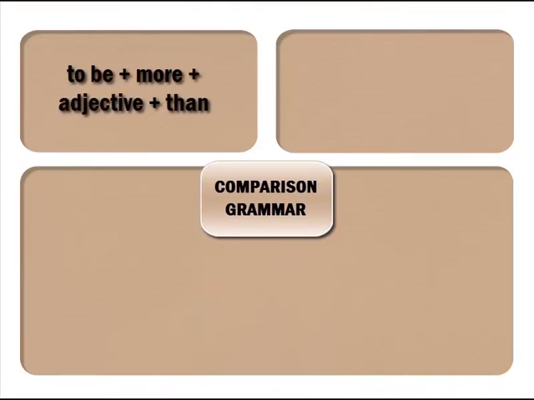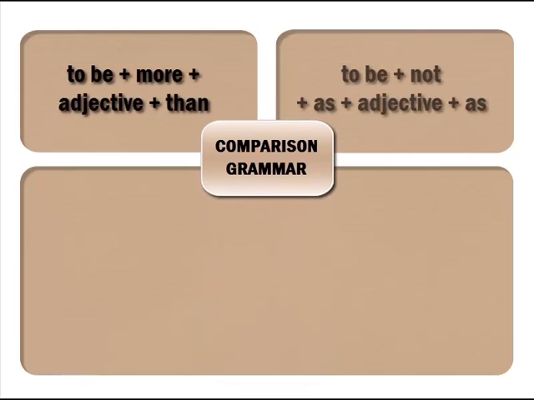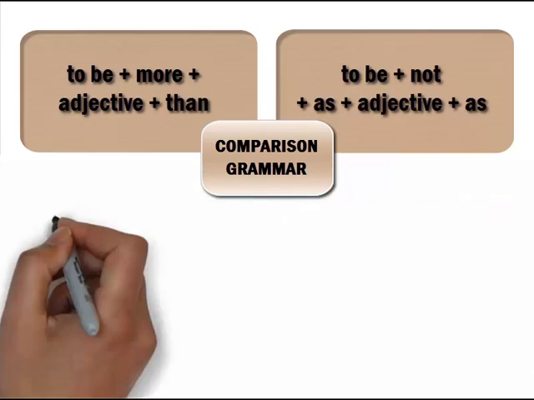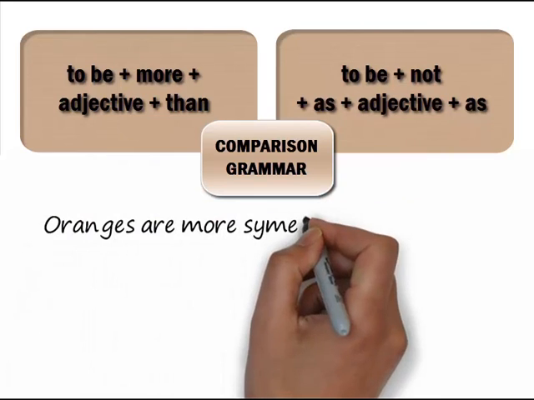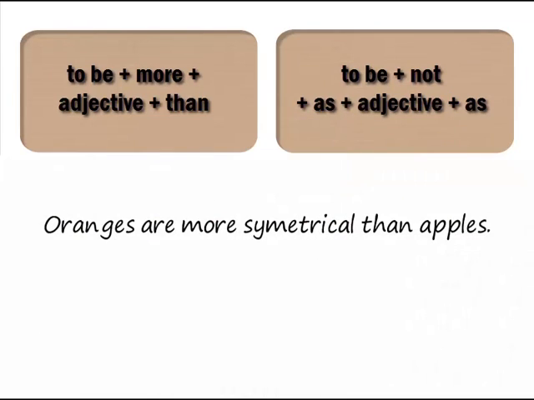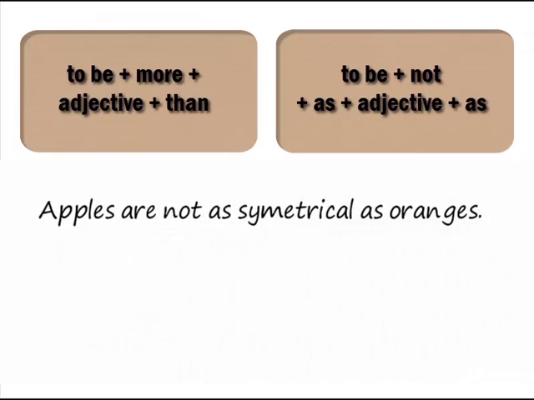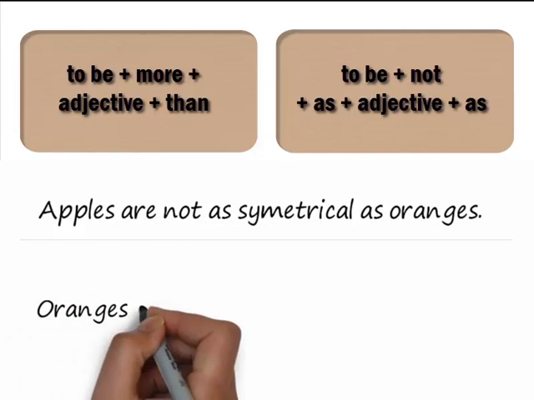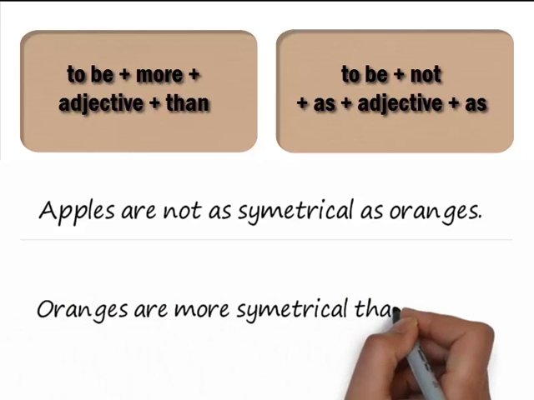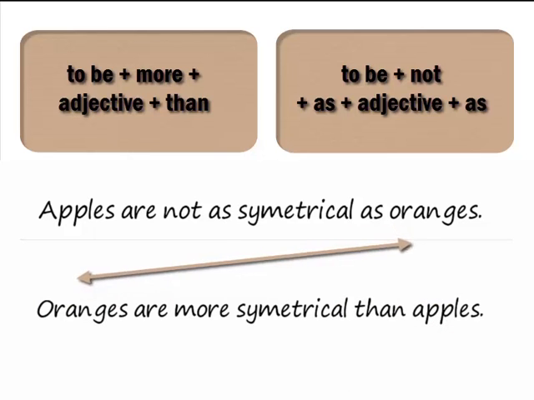Let's now look at the grammar of comparison closely. 2 common forms to compare are these structures. Oranges are more symmetrical than apples. Apples are not as symmetrical as oranges. Note that here subject and object swap, but the meaning stays the same.